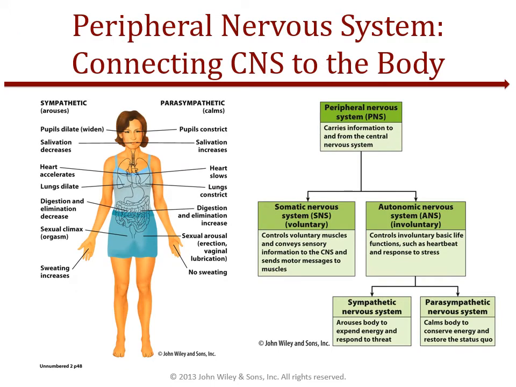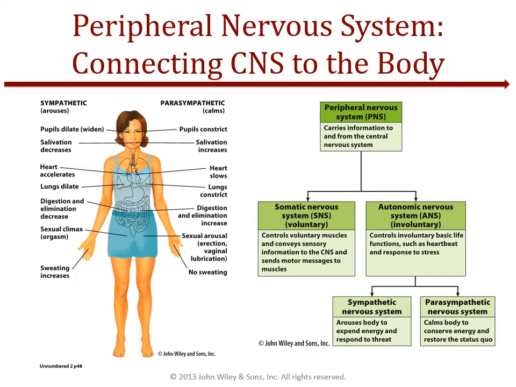So, talking about the peripheral nervous system, now we're talking about how it connects the central nervous system to the body. And the peripheral nervous system in and of itself is broken into subdivisions, okay? That being the somatic nervous system, which deals with voluntary actions, and then the autonomic nervous system, which is involuntary, okay? Let's talk about the somatic nervous system first.